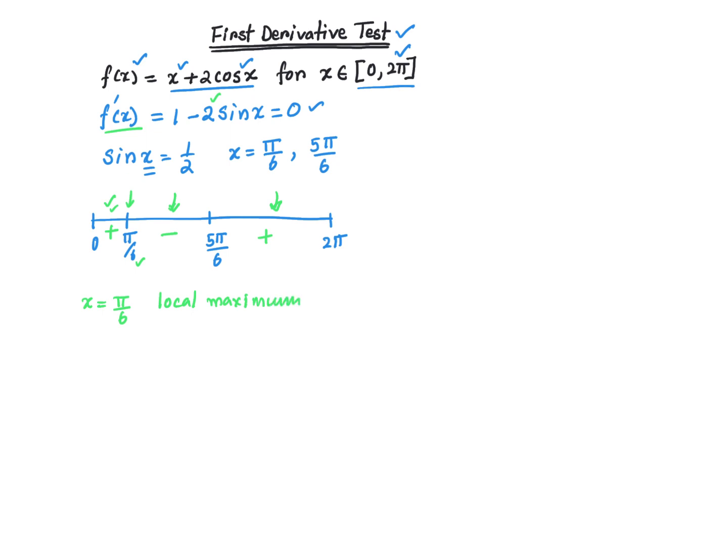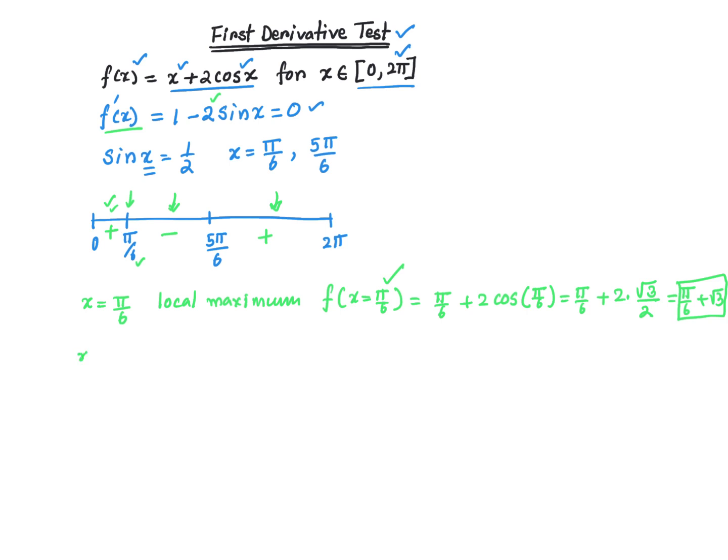And we can easily find that value. Let's go ahead and find it. We need to evaluate the function at x equal to pi over 6. So that's going to give me pi over 6 plus 2 times cosine of pi over 6. Cosine of pi over 6 is square root of 3 over 2, so that gives me pi over 6 plus square root of 3. That is the value of this function at pi over 6, and it's a local maximum.